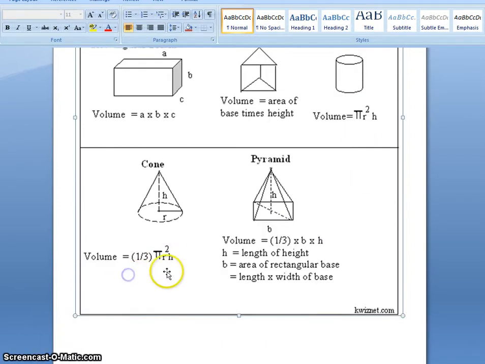Volume of a cone, very similar to volume of a cylinder. It is 1/3, so that's the fraction 1/3, times pi, times the radius squared, so there's your radius, times the height of the cone.